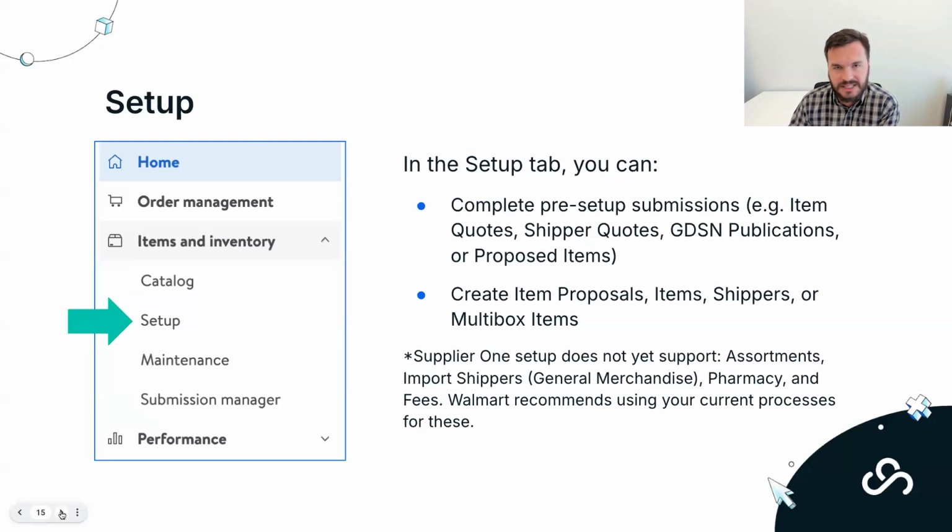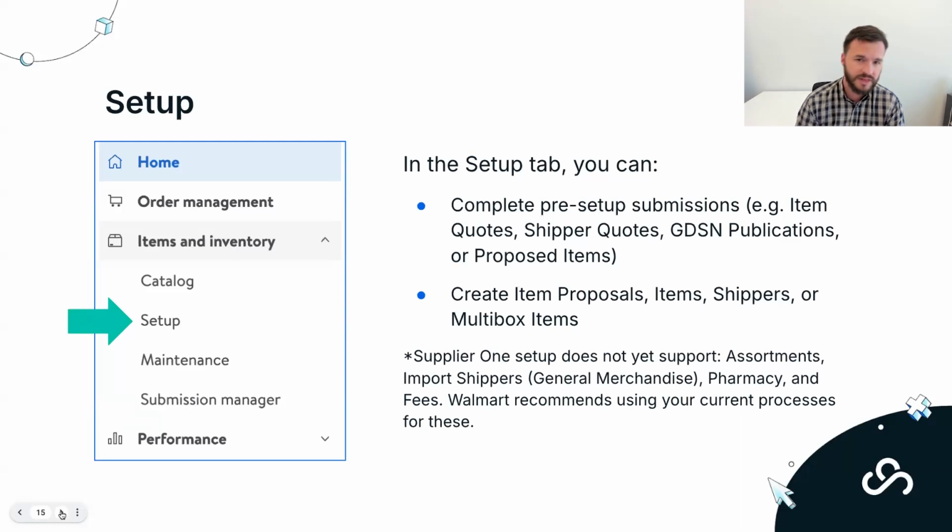The setup tab is exactly what it sounds like. That's where you do all of your pre-setup submissions. So you can do item quotes, shipper quotes, GDSN publications, and proposed items. That's the earliest phase of that. And then you can also create actual item proposals. That's where you create your items themselves. You can create shippers or multi-box items as well.